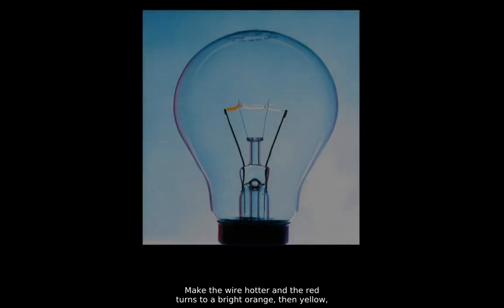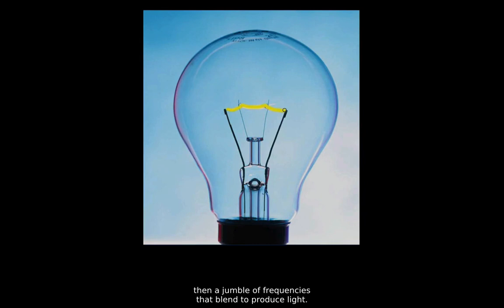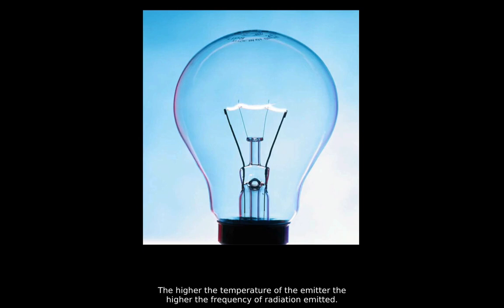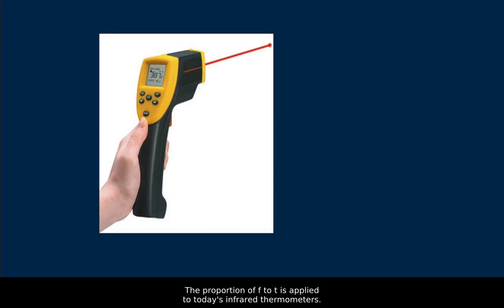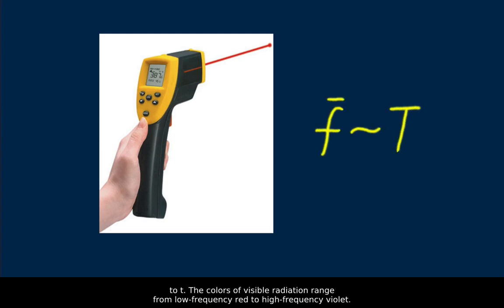Make the wire hotter and the red turns to a bright orange, then yellow, then a jumble of frequencies that blend to produce white. A white-hot filament is hotter than a red-hot one. The higher the temperature of the emitter, the higher the frequency of radiation emitted. This is useful information. The proportion of F to T is applied to today's infrared thermometers. Just point it at an object and the device converts infrared radiation to a temperature reading. When you're taking somebody's temperature with one of these, think of F proportional to T.